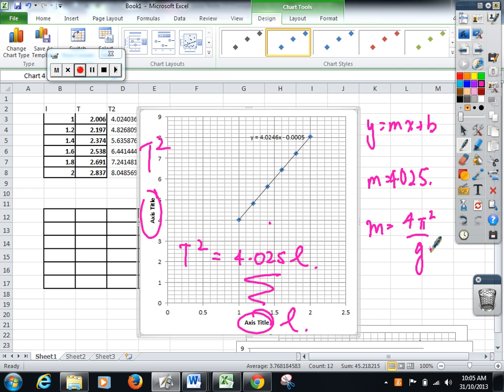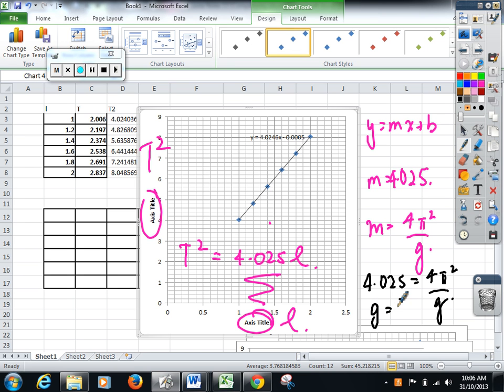Could you now do a calculation? If this equals that, then 4.025 equals 4 pi squared on g. Could you calculate g, please? Okay, so that means it's 9.8.